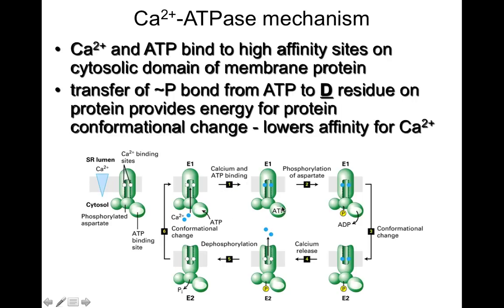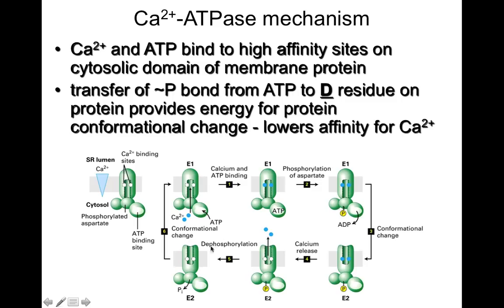ATP binds to another part of the pump, and then a phosphate is taken from ATP and binds to an aspartic acid residue on this ATPase pump. When the phosphate group moves over to the aspartate residue, it causes a conformational or shape change. The part of the pump that was closed off opens up and allows the release of the calcium ions.